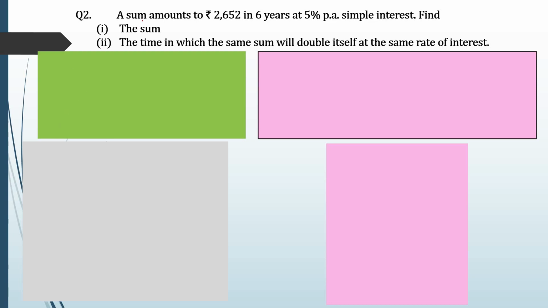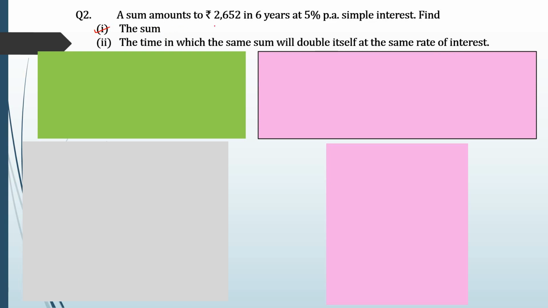Question number 2. A sum amounts to rupees 2,652 in 6 years at 5% per annum simple interest. Find, number 1, the sum. Number 2, the time in which the same sum will double itself at the same rate of interest. So we'll first focus on question number 1, the sum.